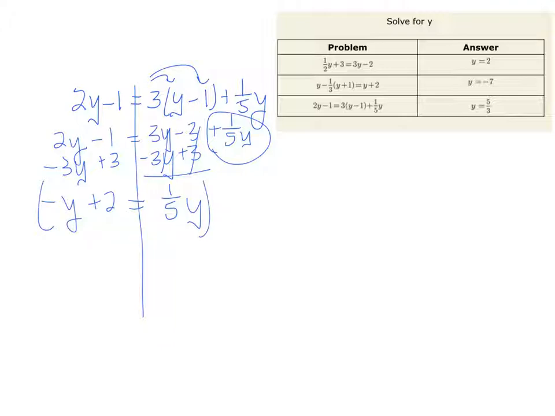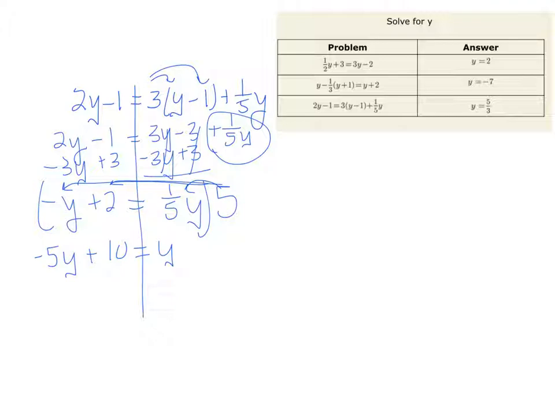Now what I can do to this whole problem is multiply by 5, because I want that 1/5 y to become just y. But make sure that you distribute that to all of your terms. So I have a negative 5y plus 10, again once I distribute that 5, equals just y.